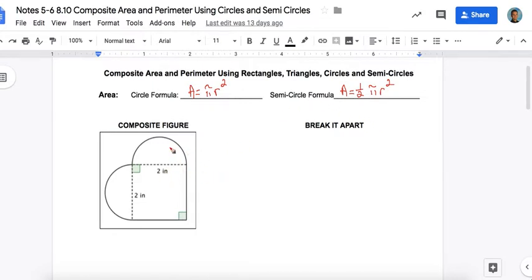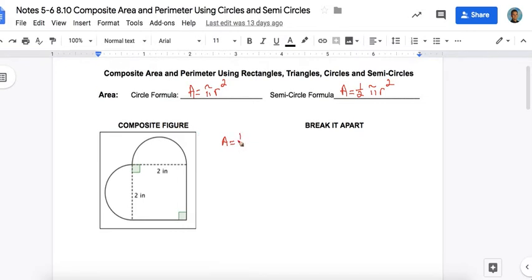So here is our composite figure, and the first thing you need to do is break it apart, and we see a semicircle here, a semicircle here, and I see a square here. So we're going to find the area. The first one I'm going to do is the area of a semicircle, because I have a semicircle here and here. Technically, because these are the same, I could put them together to make a whole circle, but since they're individually semicircles, I'm going to show you how to do it that way.